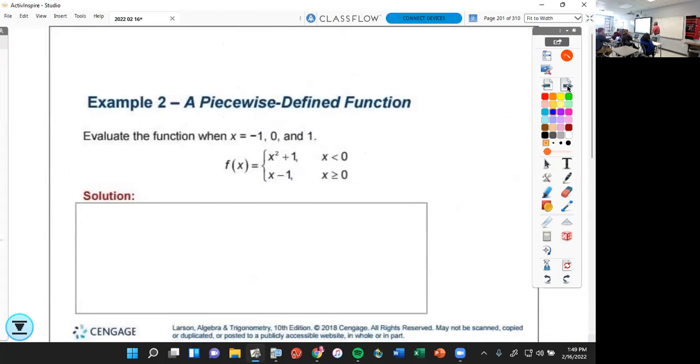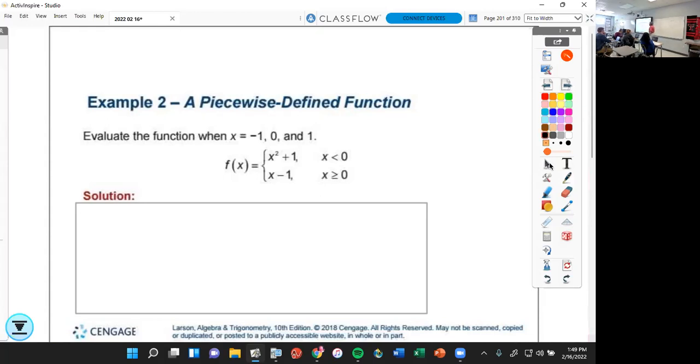Okay, so I have a piecewise function defined as f of x is equal to x squared plus 1 when x is less than 0. f of x is equal to x minus 1 when x is greater than or equal to 0. The question is, what is f when the x value is -1, 0, and 1?